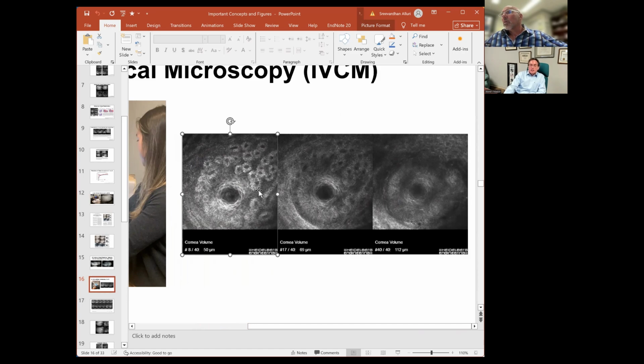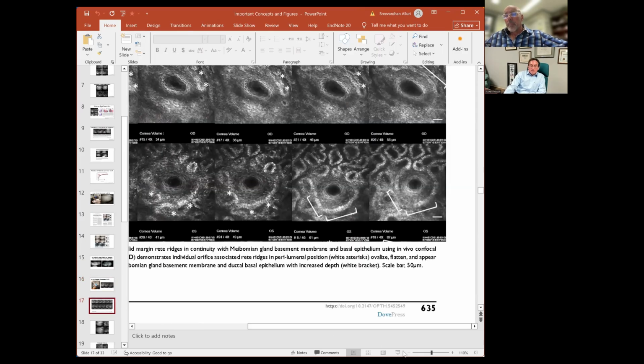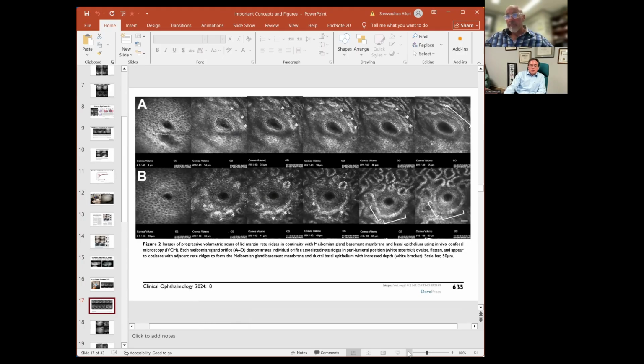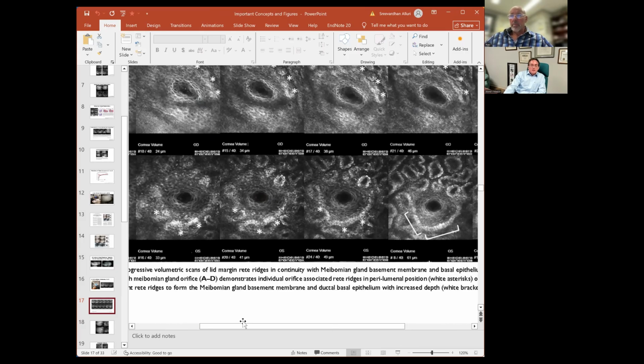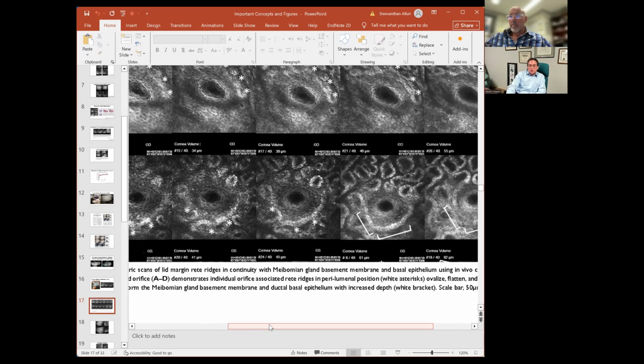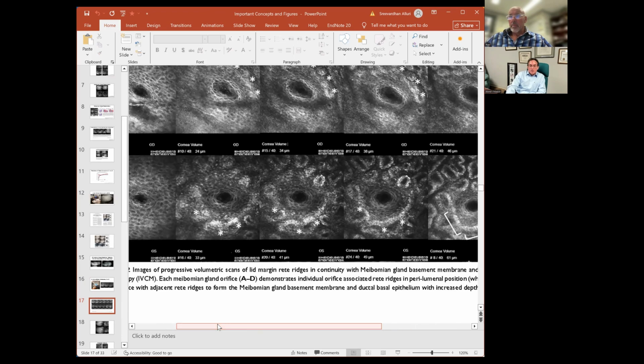structures that are in continuity with the ductal epithelium and ductal basement membrane. As we're going to show on the next slide, if we follow these ridges, and let's zoom in on B actually, as we follow these images deeper and deeper, we find, let's scroll to the left, the other direction.